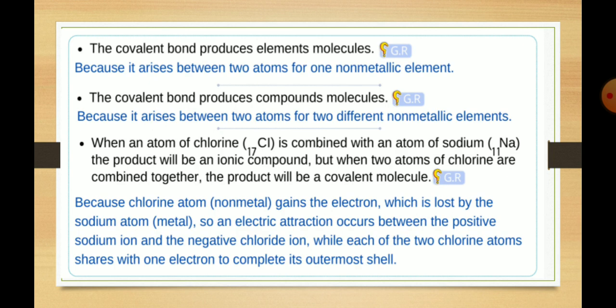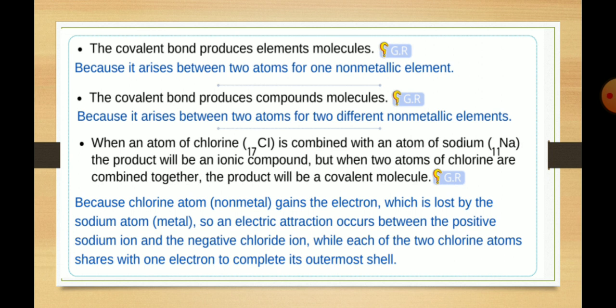And we have here some questions. First, the covalent bond produces an element molecule because it arises between two atoms of one nonmetallic element. Number two, the covalent bond produces a compound molecule because it arises between two atoms of two different nonmetallic elements.